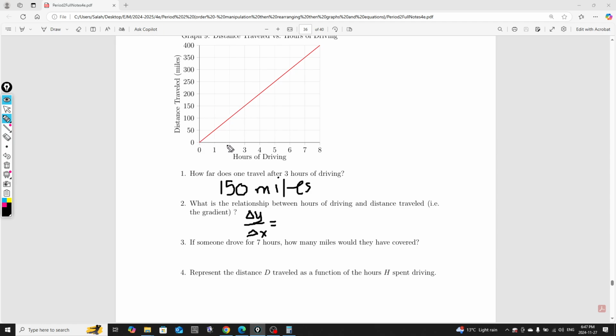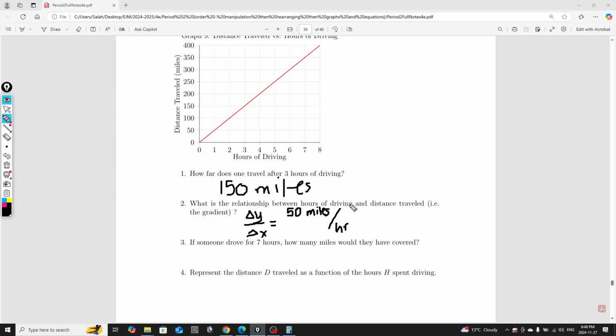So each increment of 1 hour that we drive, we cover a distance of 50, right? So I cover 50 miles after 1 hour. After 2 hours, I go up by another 50, right? So from 1 to 2, that's 1 hour that's elapsed. So I'm going up by 50 for an hour. I'm going up by 50 for an hour. I'm going up by 50 for an hour, okay? So my vertical change is going to be 50 miles over 1 hour. So really, I can just say 50 miles per hour, okay?